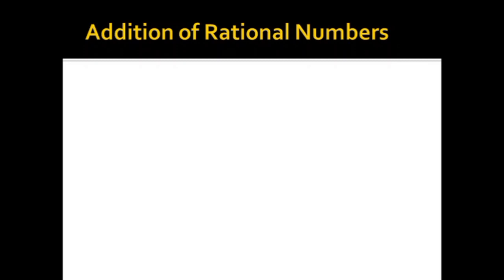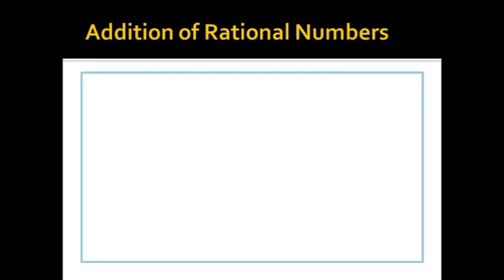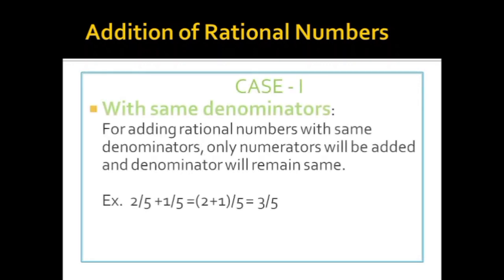Now we'll see how we can add rational numbers. For understanding the addition of rational numbers, there are two cases. First case says that when the two rational numbers which we want to add have the same denominators, in such cases we only need to add the numerators and the denominator will remain the same.